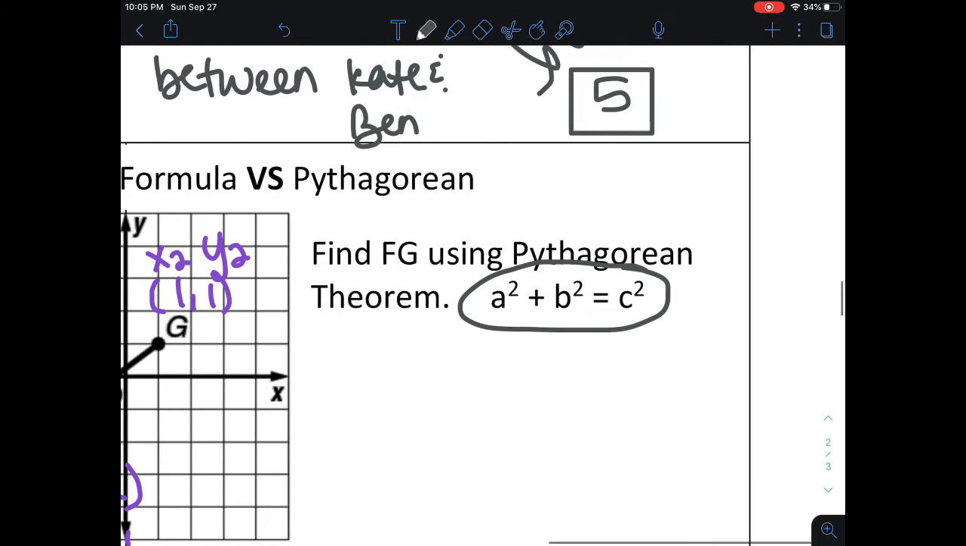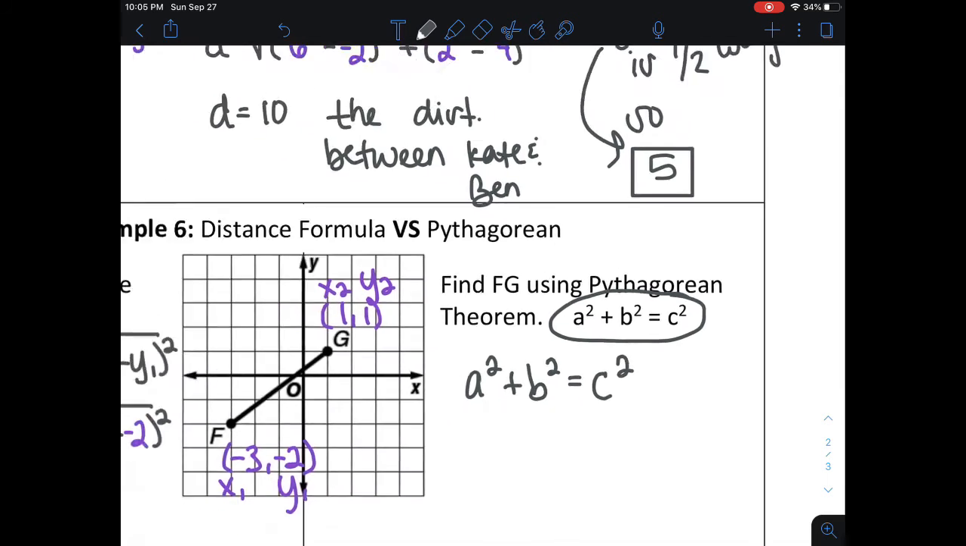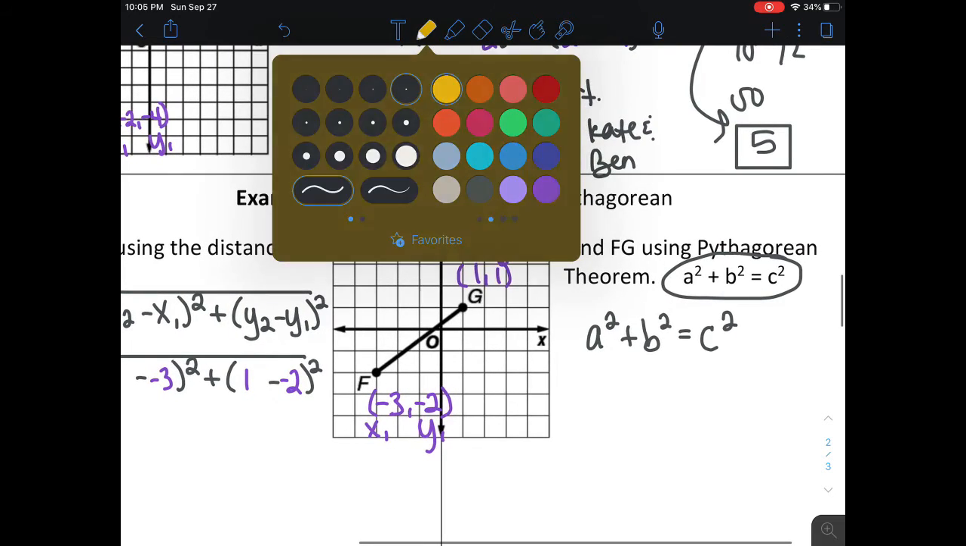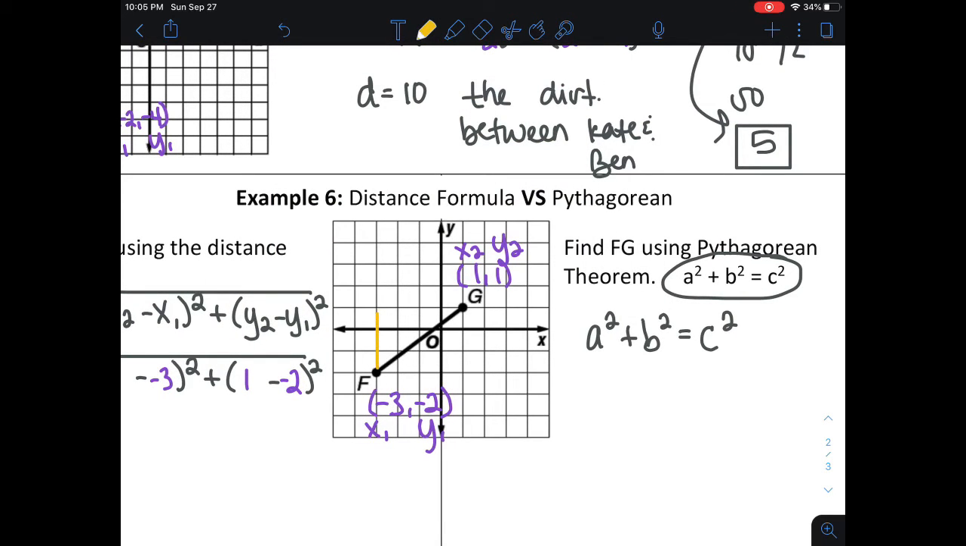All right, now FG using Pythagorean Theorem. Ooh. So a squared plus b squared equals c squared. Okay, we're going to use a different color for this just because I don't feel like erasing. So to use Pythagorean Theorem, I'm sure you remember, you have to use a right triangle. This is very clearly a right triangle. Your legs are A and B. Your hypotenuse is C. The hypotenuse is always the side that's across from the right angle, aka the longest side.